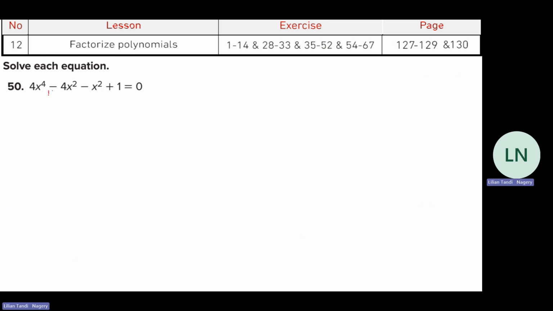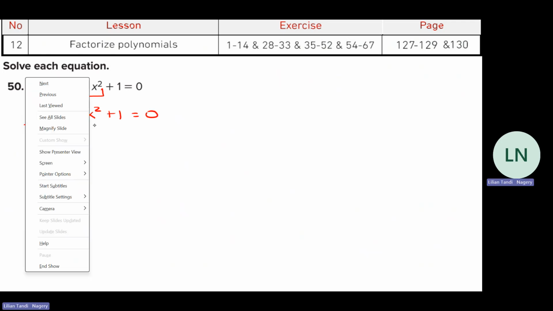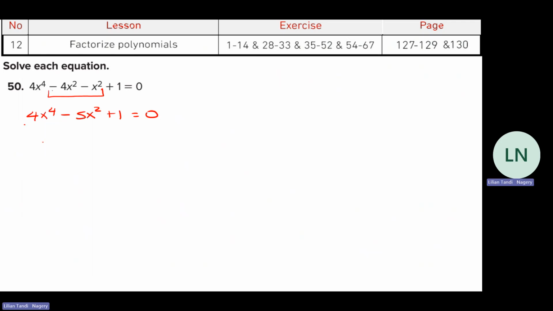Combine like terms and do the u's. So you have 4x to the 4th power minus 5x squared plus 1 equals 0. Okay? Your first u should be 1 and your second u should be -1/4. And solve.